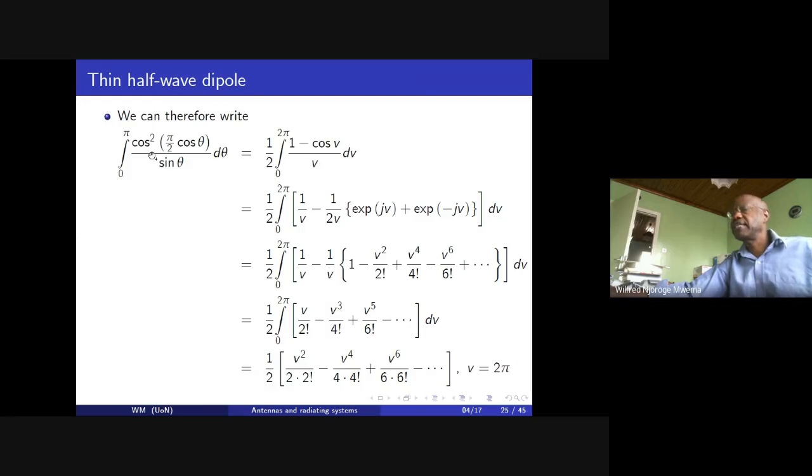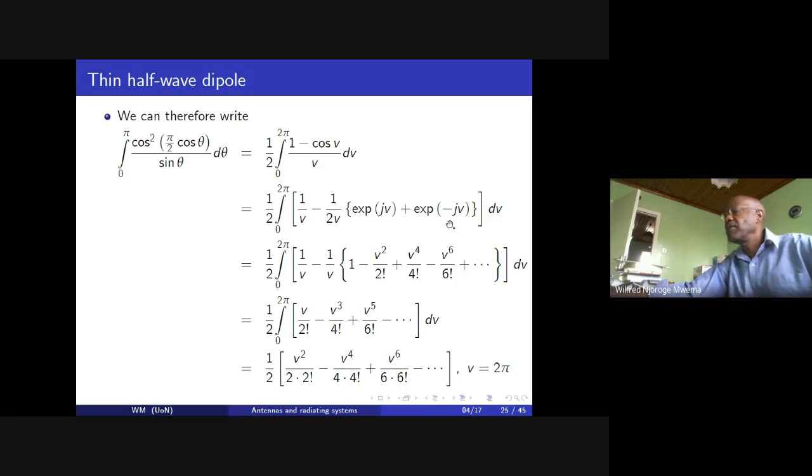So we can therefore write that the integral of cos(pi cos theta) over sin theta d theta is equal to 1 over 2 times the integral from 0 to twice pi of (1 minus cos v) over v, multiplied by dv. Remember, we are using only one of them and multiplying it by 2 because they were in addition, and therefore all we can do is to express the cosine of v in its Euler form, that is exponent of jv plus exponent of minus jv divided by 2. So this is what we have done here. So we have 1 over v minus 1 over 2v into the exponent of jv plus exponent of minus jv.